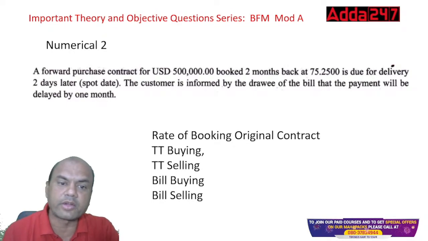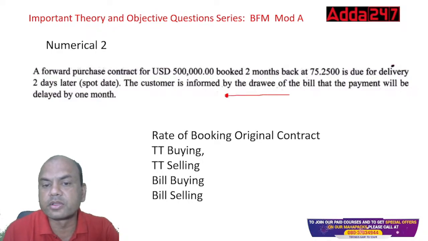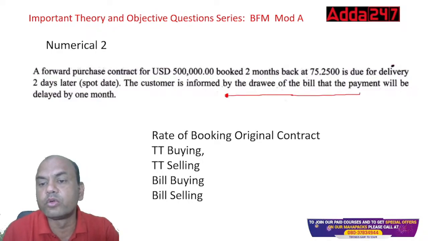See here, there is a contract which was booked. Okay, 2 months back means I'll write it over here. Say this. 2 months back, there was a contract which was booked for due for tomorrow.